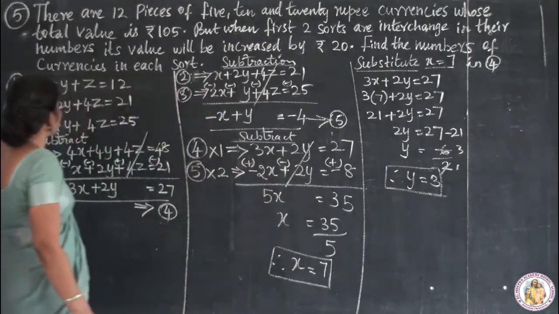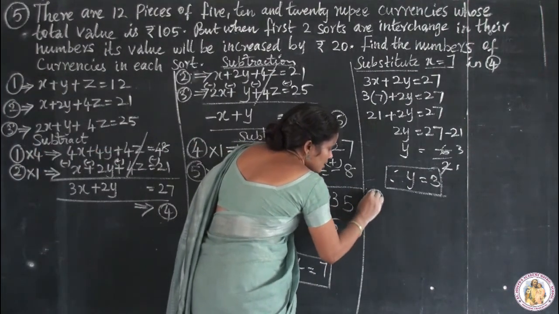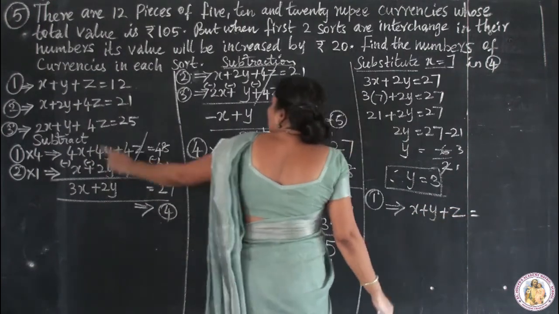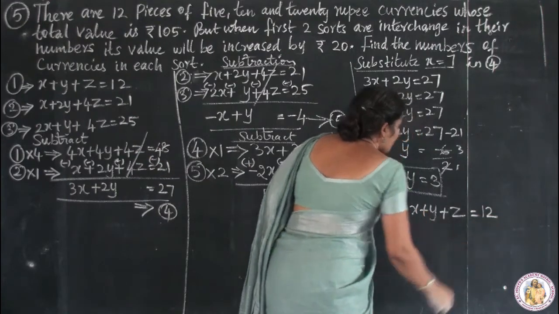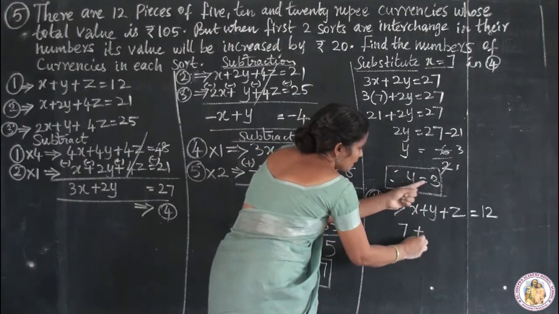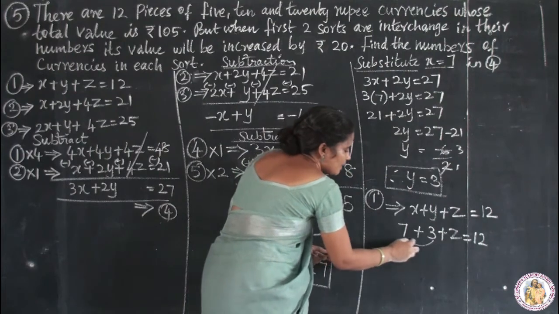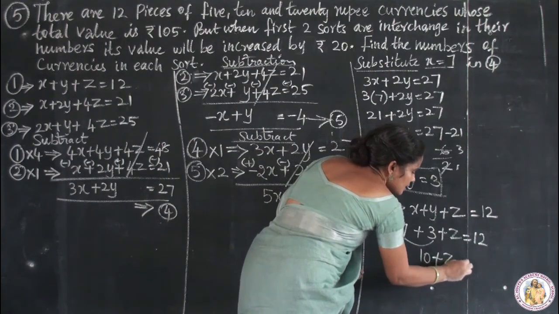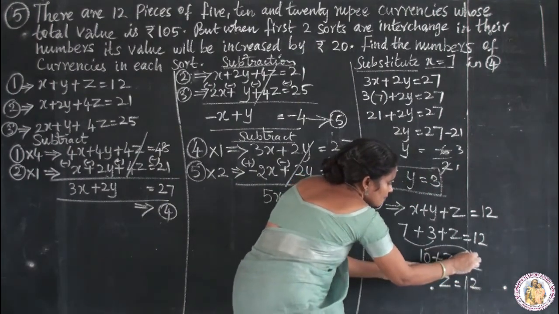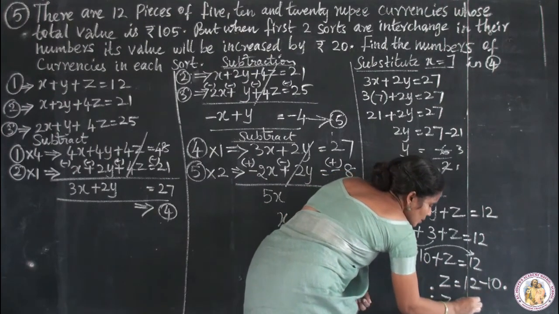Substitute in first equation, x plus y plus z is equal to 12. Taking first equation, x plus y plus z is equal to 12. Substitute the value of x. x is equal to 7 plus y is equal to 3 plus z is equal to 12. So add 7 plus 3, 10. 10 plus z is equal to 12. z is equal to 12 plus 10 become minus 10. Therefore, z is equal to 2.